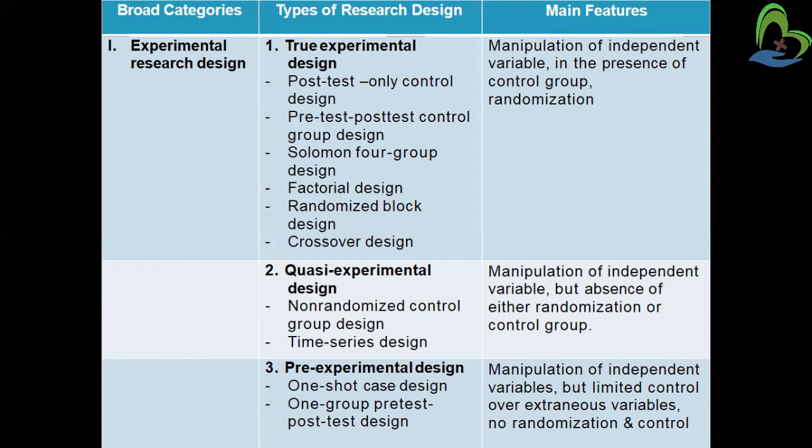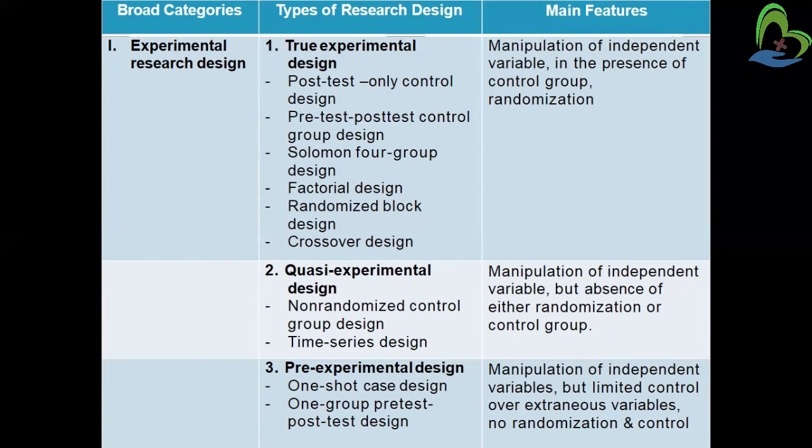So in this, what happens? We have an experimental group and a control group. In the experimental group, we do the pre-test, then give the treatment, and then do the post-test. In the control group, we do the pre-test but give no treatment, and then do the post-test.